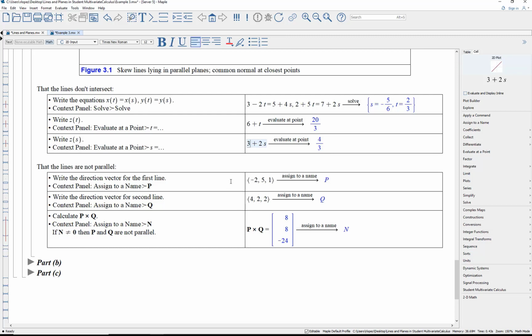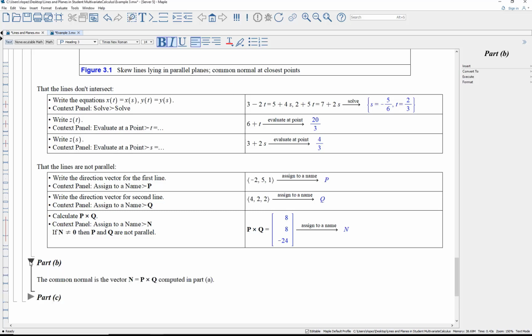You can show that the lines are not parallel by taking the 2 direction vectors. Here I've called one P and one Q. If the cross product is a zero vector, then they're collinear, which would make them parallel. But this turns out to be the common normal, which we've already computed, and that's what we'll see here in part B. Part B asks for that common normal, but it's just been calculated right here when we took the cross product of these two direction vectors.